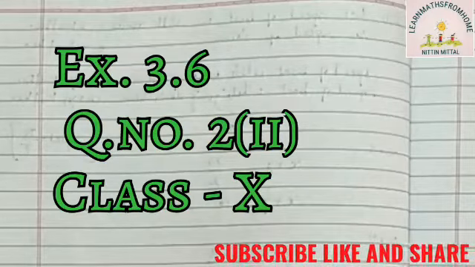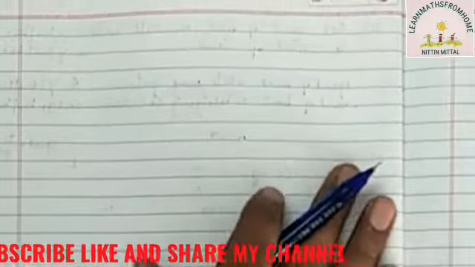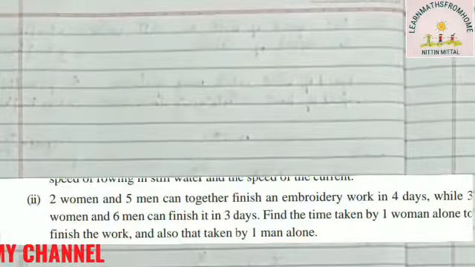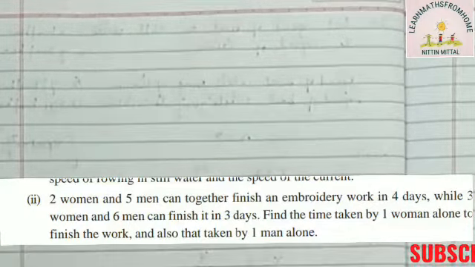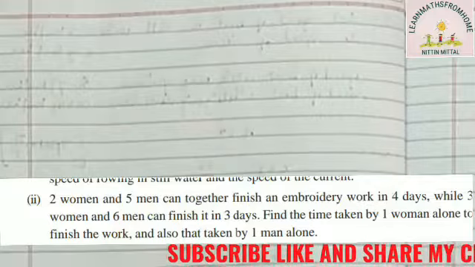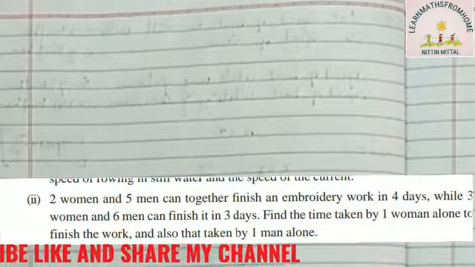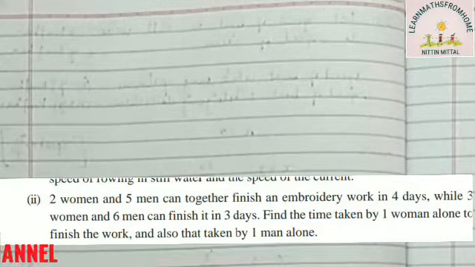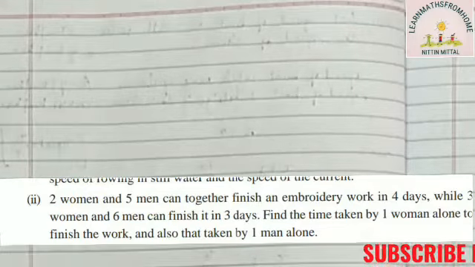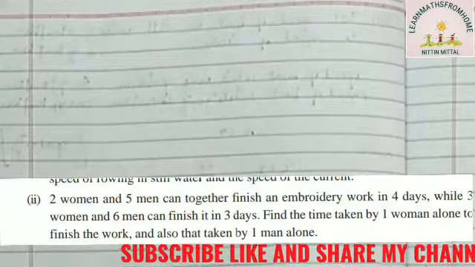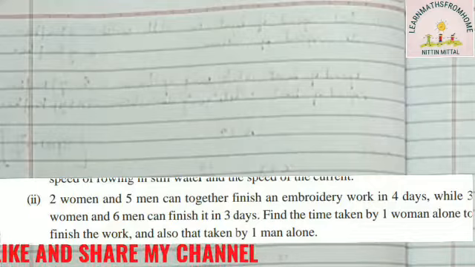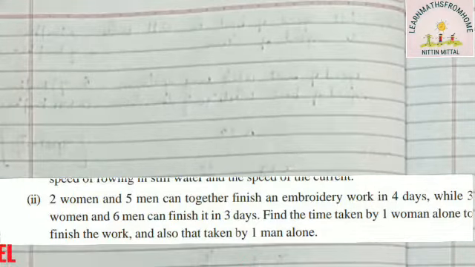Question number 2, second part. See the question. They are saying 2 women and 5 men can together finish an embroidery work in 4 days, while 3 women and 6 men can finish it in 3 days. Find the time taken by 1 woman alone to finish the work, also that taken by 1 man alone.